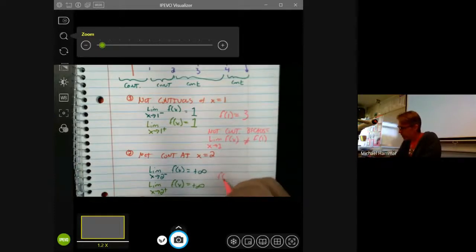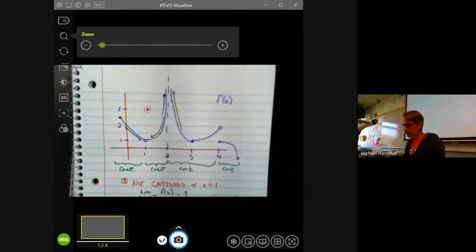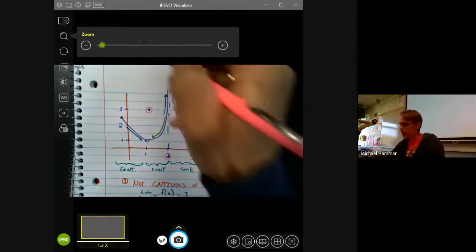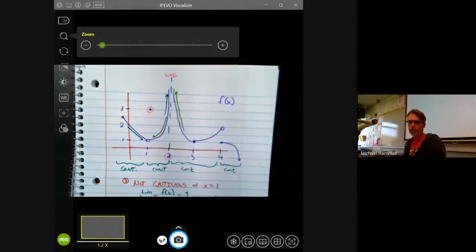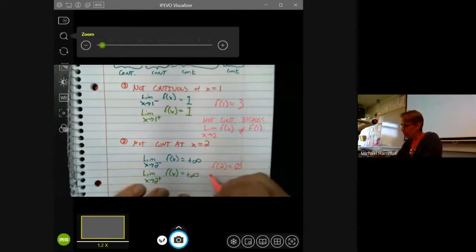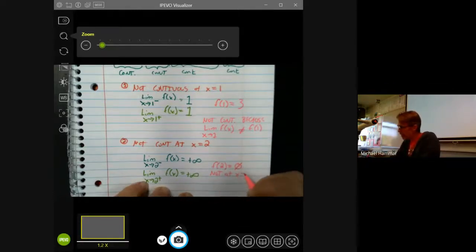But the kicker here is, what is f of 2? Okay? Well, look at the graph. f of 2 has a line there. That means it is undefined. So f of 2 is undefined. So this is not continuous at x equals 2 because the limit as x approaches 2 of f of x does not equal f of 2. They are not the same.